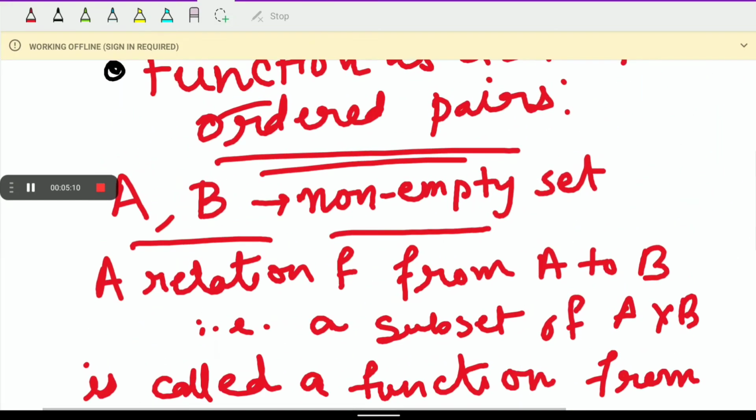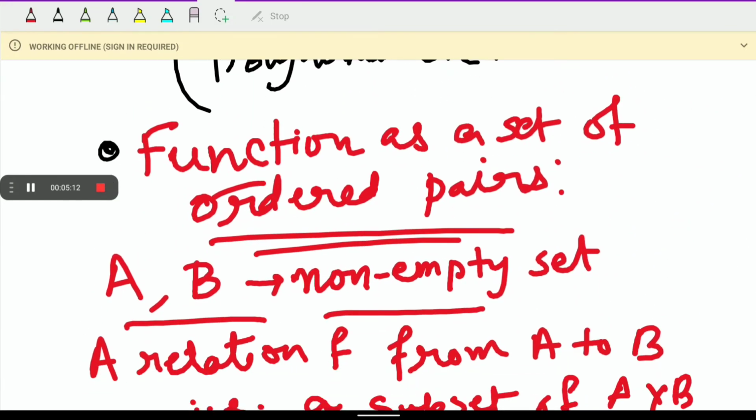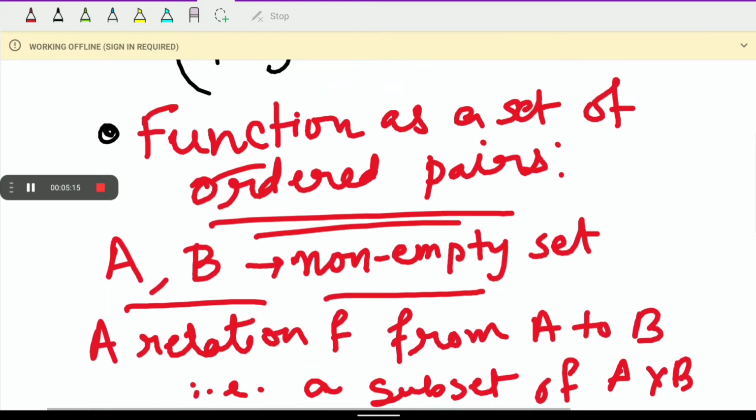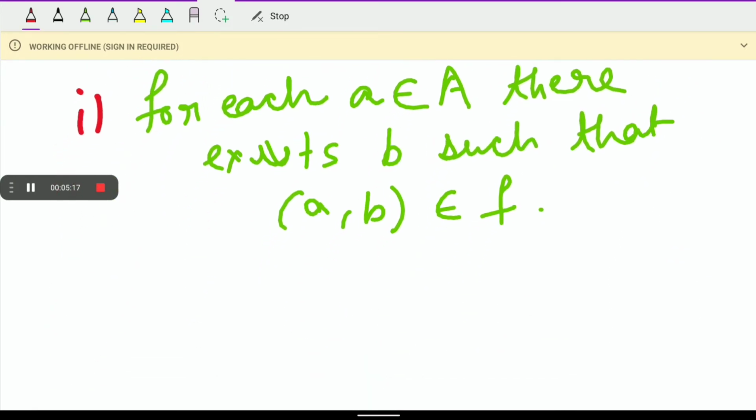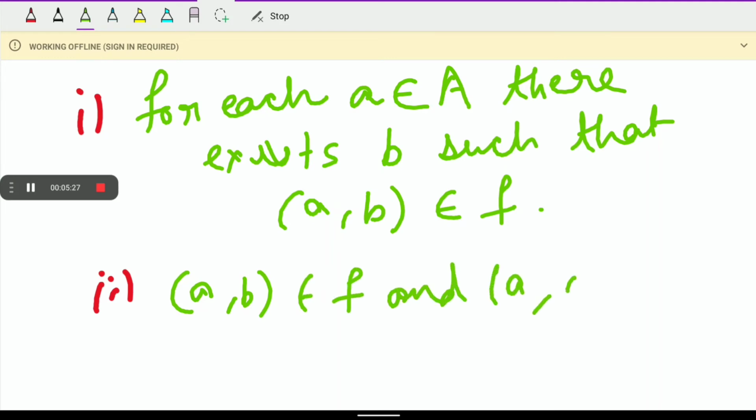There is also another condition. Number two: (a, b) belongs to F and (a, c) belongs to F, where b and c are also elements, so that the ordered pair (a, c) also belongs to F. Such that b equals c.